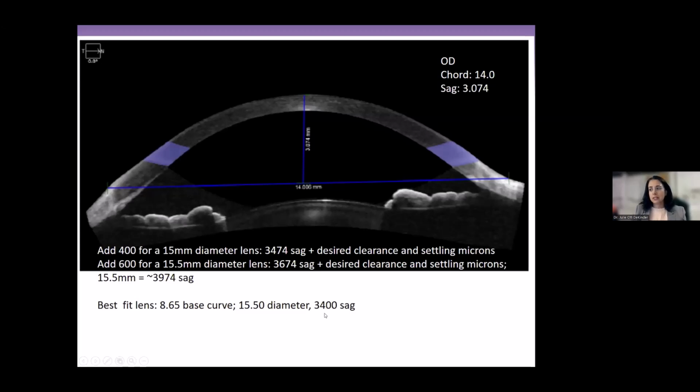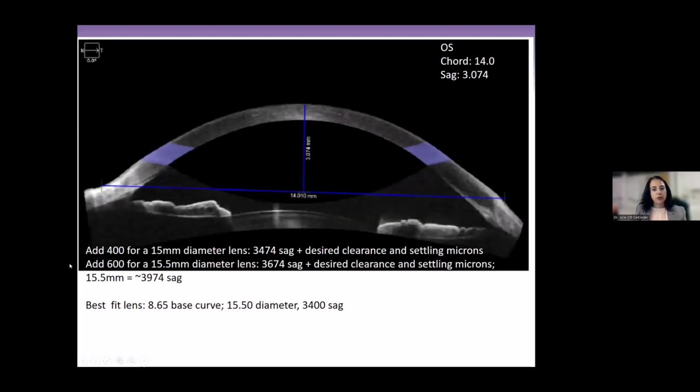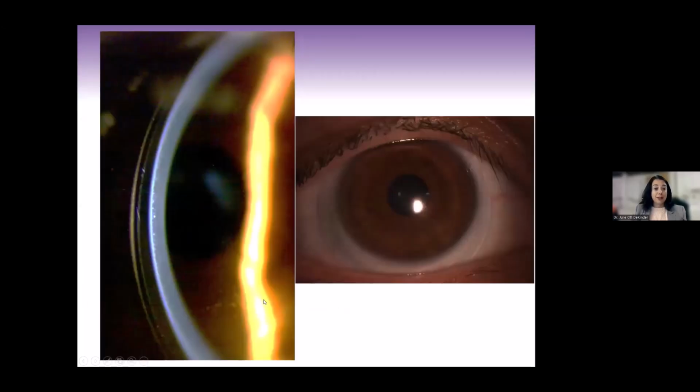What's their best fit lens? 34. The 3400 SAG was the best fit lens. The same thing happened with the other eye, 34 there. And so you're saying, well, what do these lenses look like on the eye? Well, they look like a pretty good fit on the eye. Almost too much clearance. You can see the lens is sitting a little bit low, so the periphery of this lens does need to be adjusted. I would actually steepen this vertical. I would steepen the meridian, whatever meridian that is right here. I would probably take that 2 steps steeper personally.